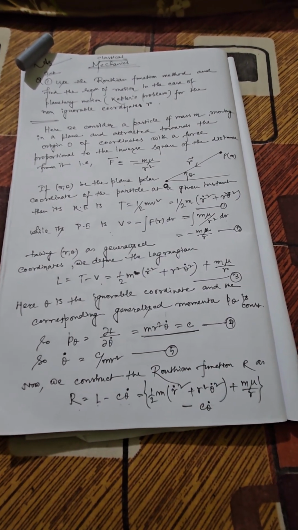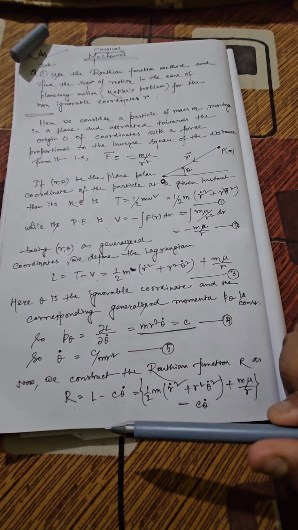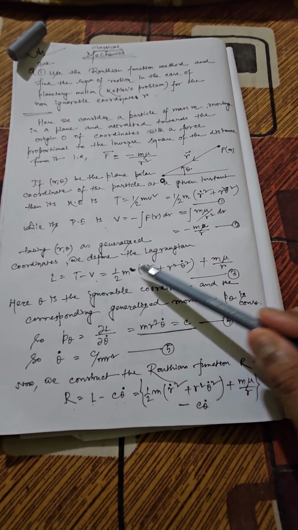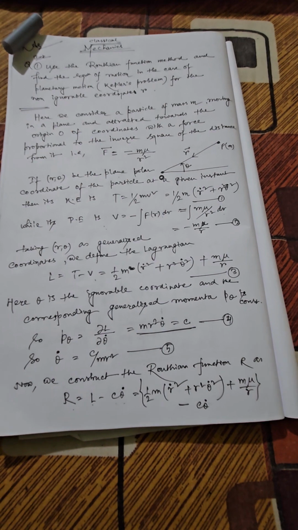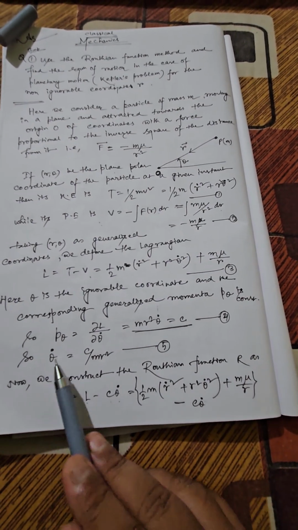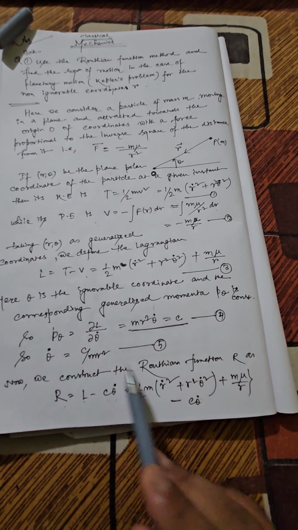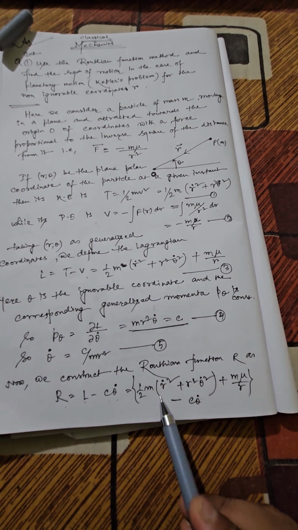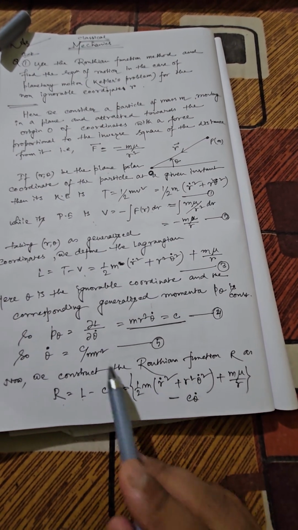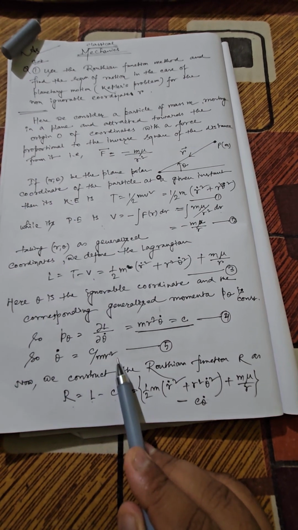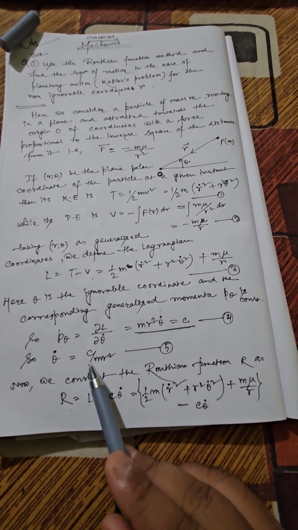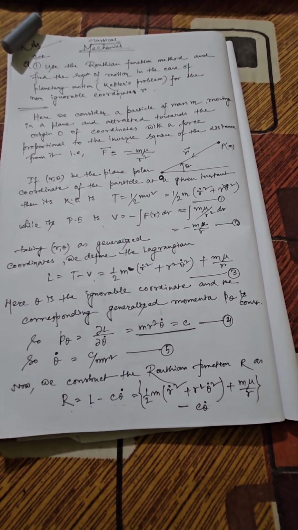Now it's time to construct the Routhian function R. As we all know, R can be considered as L minus c theta dot. We have already obtained the expression of theta dot and the expression for L, so simply put these values. Now what is our next task? You can easily understand theta dot should be replaced by c by m r square in this expression as well as in this part. So remember the structure: half of m into r dot square plus r square theta dot square will be modified as c square by m square r to the power 4, plus m mu by r, keep this one intact, minus c theta dot, that is c into c by m r square, which will be modified as c square by m r square.